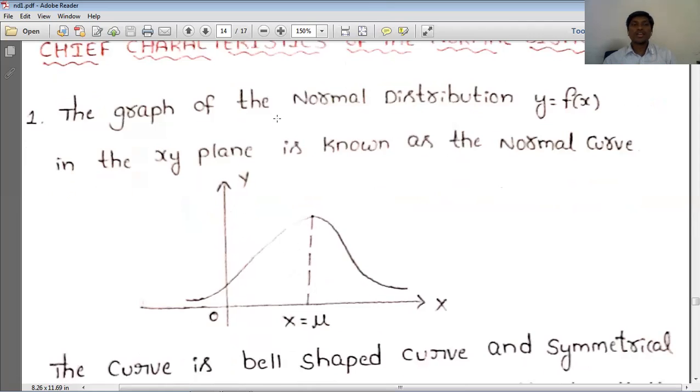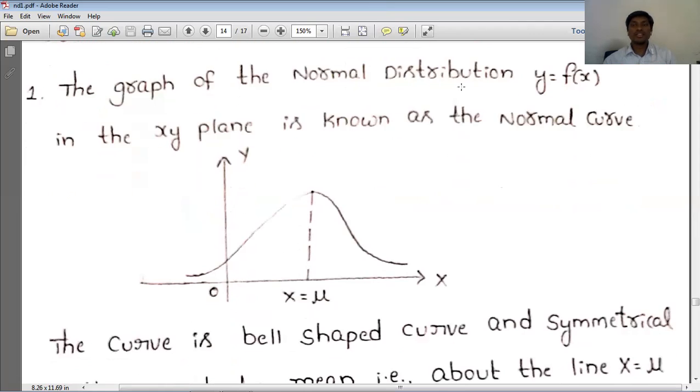Okay, so characteristics. First one, the graph of the normal distribution in the xy plane is known as the normal curve. So this is the curve we call a normal curve. This one we already saw in continuous distributions. This is nothing but y is equal to f of x. This is a curve, and we call it a bell-shaped curve. And this is symmetrical about what?